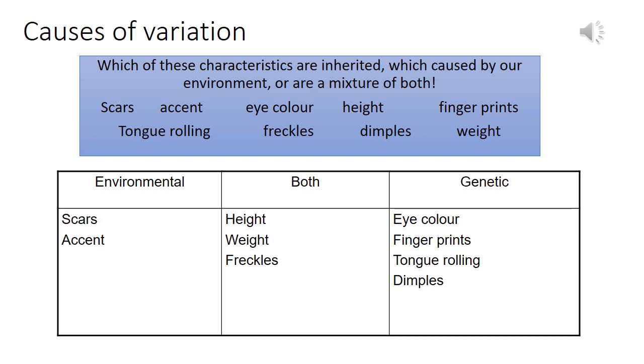Genetic things only are eye colour. You can change these with contacts, but let's for now just stick with it being genetic. Fingerprints are inherited. Tongue rolling is only genetic, and dimples.